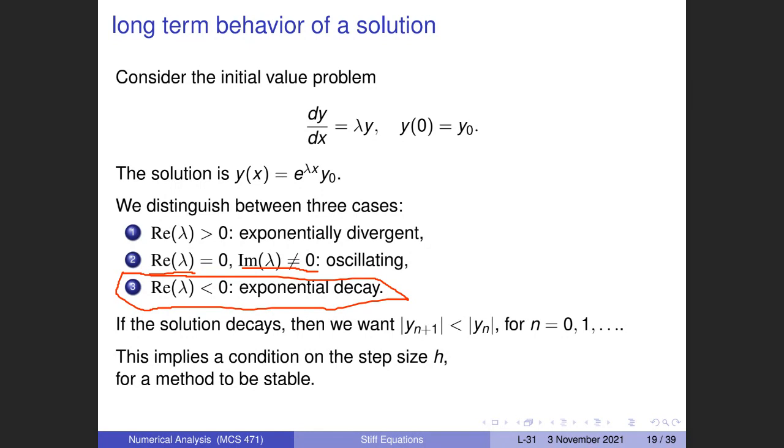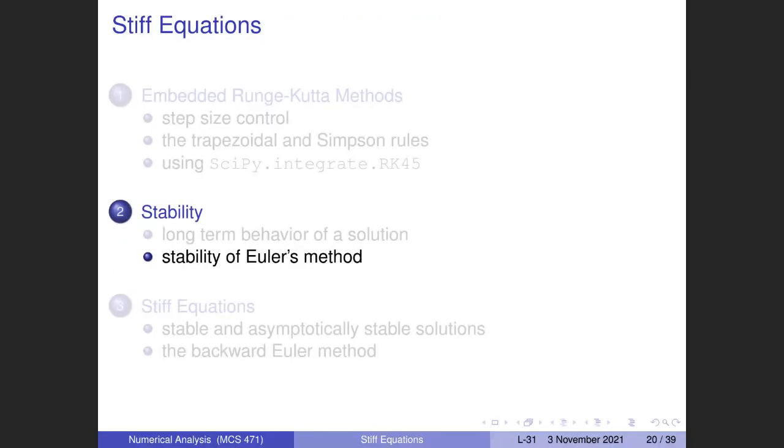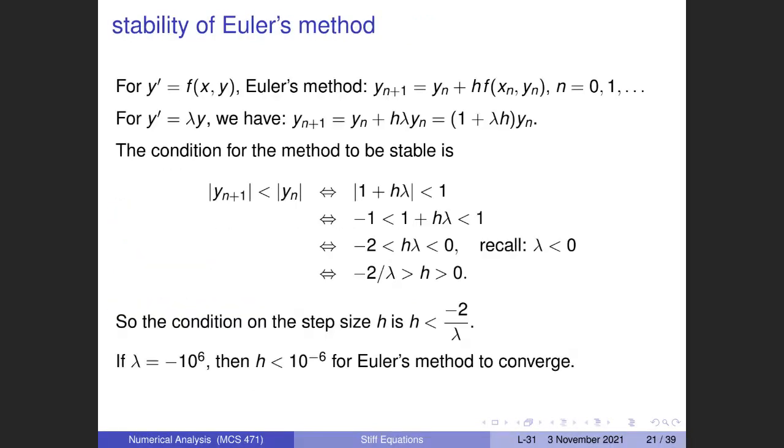However, the solution is decaying. And that will impose a condition on the step size for the method to be stable. Let's examine that a little bit closer with doing some experiments. Let's consider Euler's method again. Euler's method was very simple to define, very simple to execute, because we have explicit formulas. So here we have this explicit formula for Euler's method.